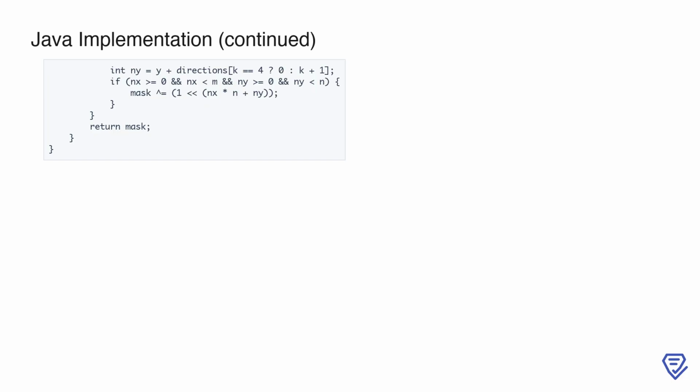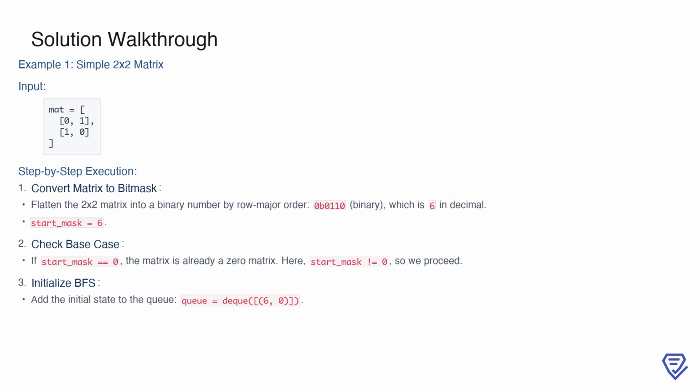With these helper methods, the BFS systematically explores all possible configurations of the matrix, ensuring that the minimum number of flips is calculated when a solution exists. To solve this problem, we start with a simple 2x2 binary matrix. Our goal is to determine the minimum number of flips required to turn this matrix into a zero matrix.